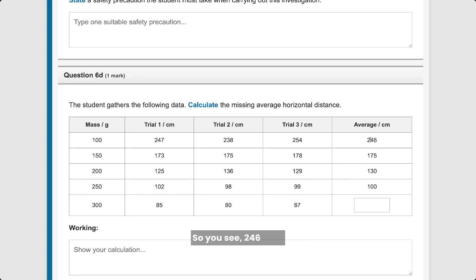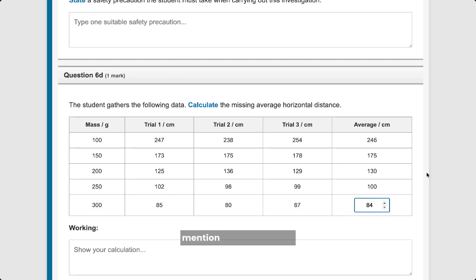So you see, 246 is an average of the first trial, 175 is the average of the second trial, 130 is the average of the third trial, and 100 is the average of the fourth trial. So for 300 also you need to take an average, and it comes to around 84.